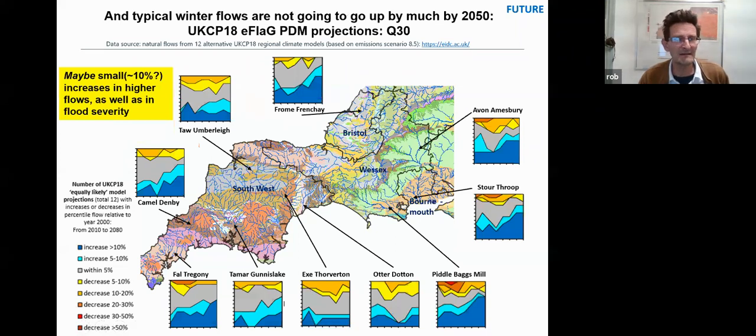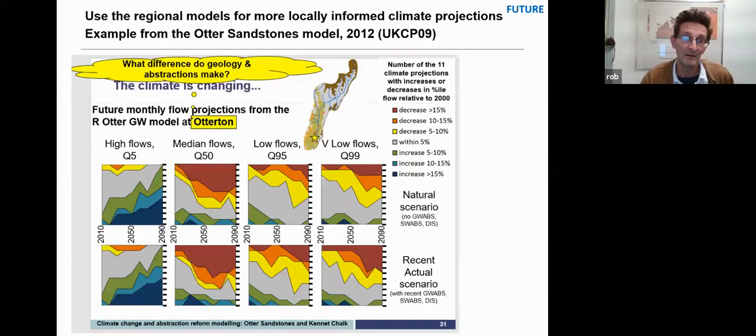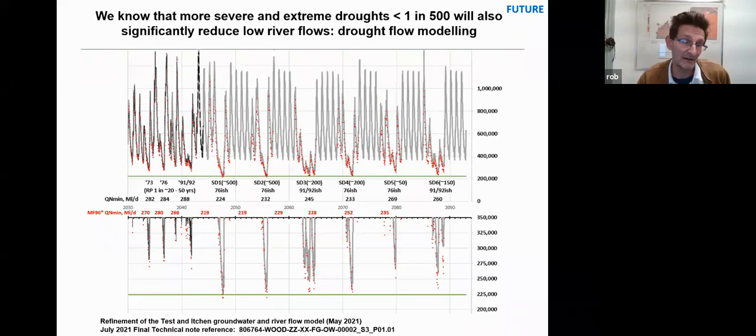And there isn't, again, as much benefit at the high flows as had been previously predicted. So we're not necessarily expecting masses more recharge in the winter because of the warmer winters that we've obviously been experiencing. We should and can use the actual regional models to get better predictions of climate. And we should and can use the models to look at more severe droughts.